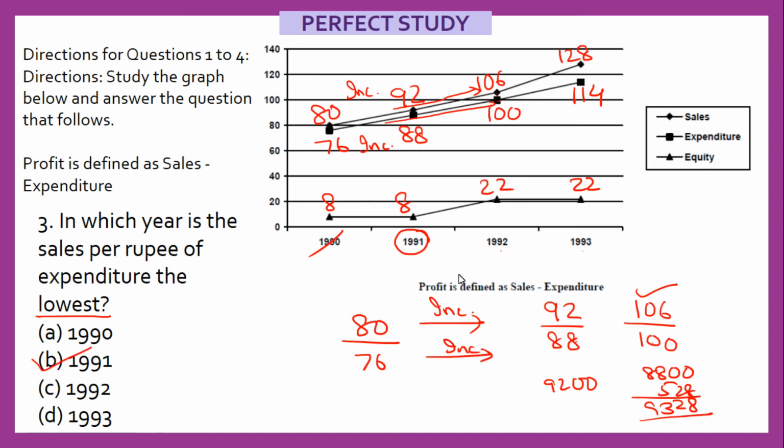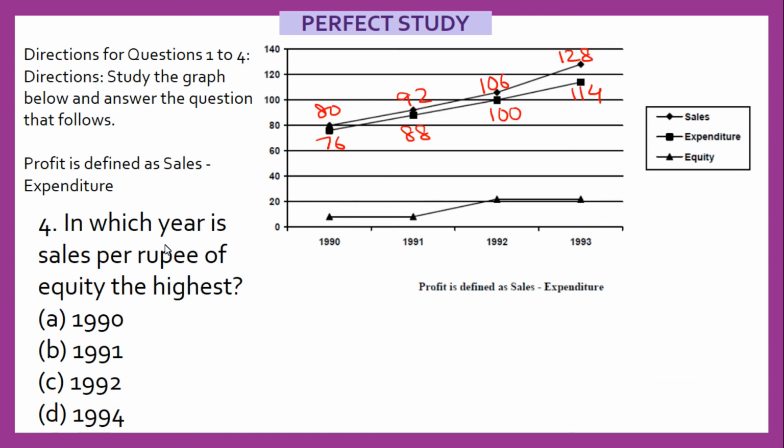Okay. Next, in which year is sales per rupee of equity the highest? Now here I have to compare sales with equity. Some things can be compared very easily. You can see the equity is remaining the same, but sales is increasing. So obviously 1990 is not possible. Your sales per equity will be more. Here if you notice, your equity value is becoming more than double, more than 2 times. But do you see the sales increasing more than 2 times?